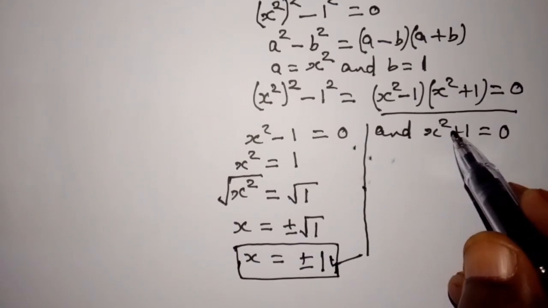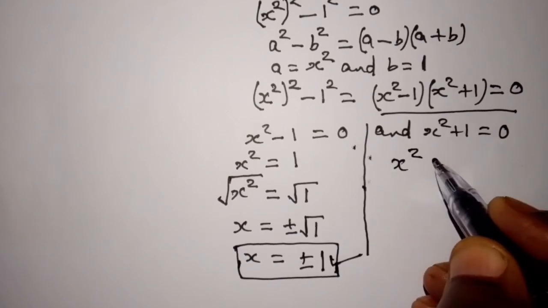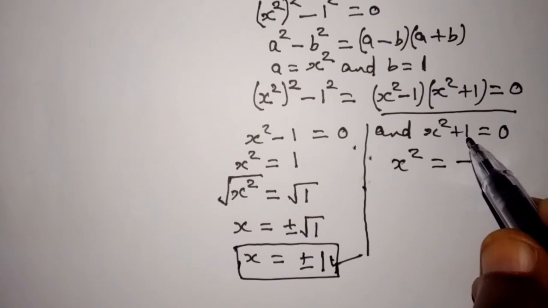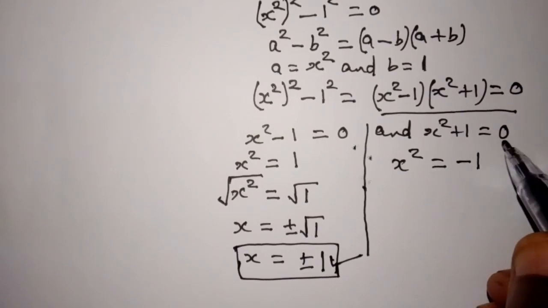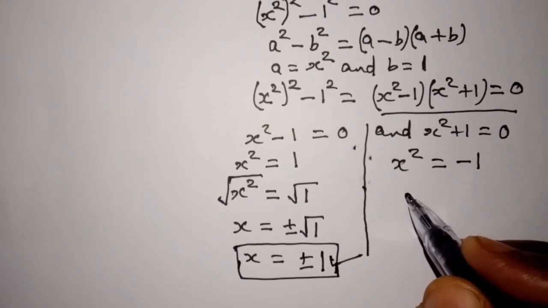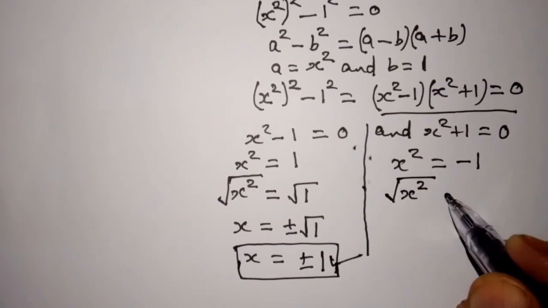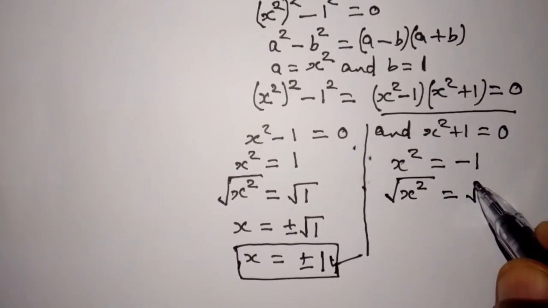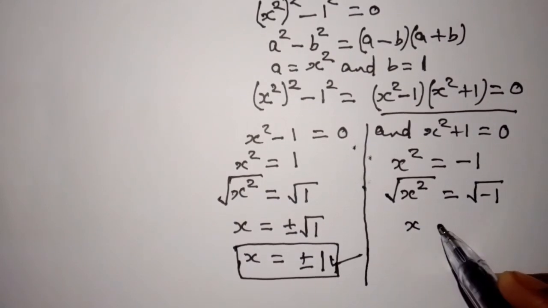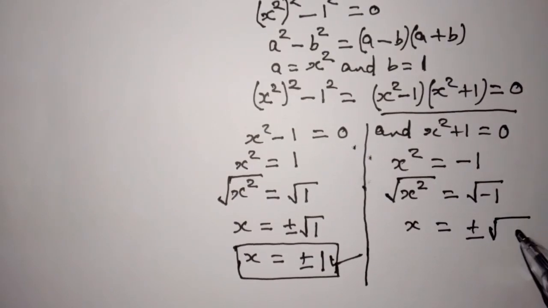And here x squared plus 1 is equal to 0. x squared is equal to minus 1. When we take positive 1 to this other side, it becomes negative 1. We can take the square root of both sides. Square root of x squared is equal to square root of negative 1. x is equal to plus minus square root of negative 1.